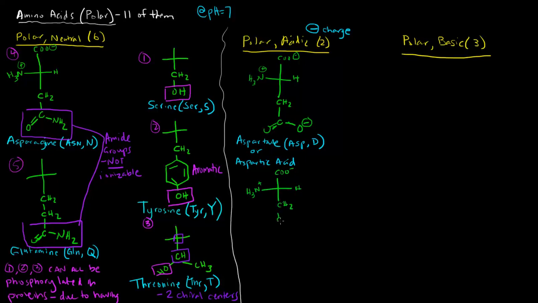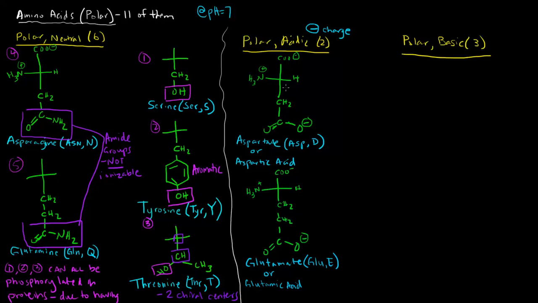So CH2, CH2, and then C double bond O, that minus there, and then we have glutamate. So glutamate, or glutamic acid, this one is GLU. It's also E. I remember GLU for glutamate. In any case, this one also carries an overall negative charge, that amino acid.